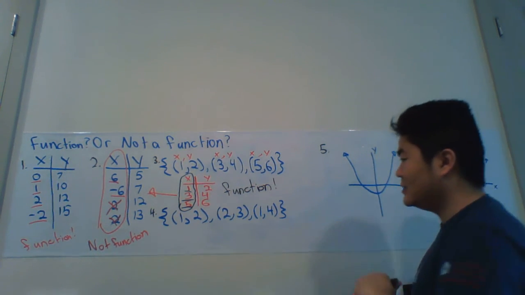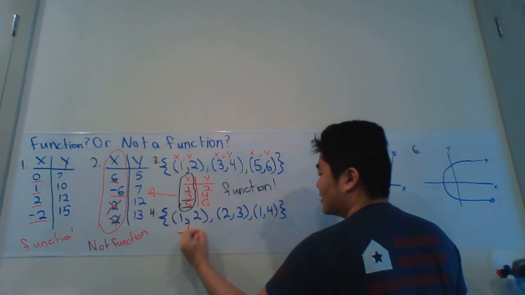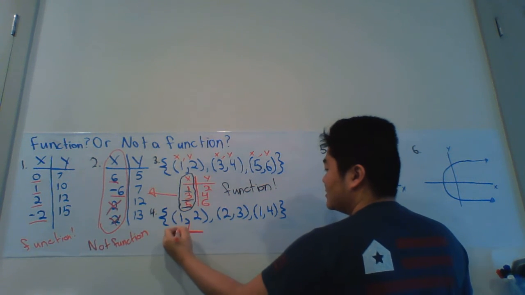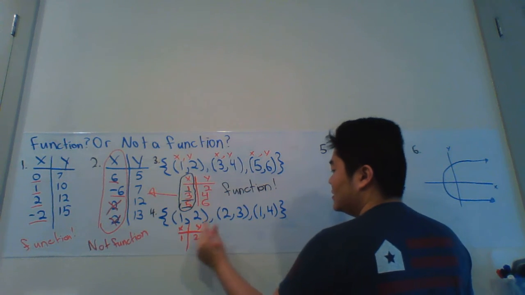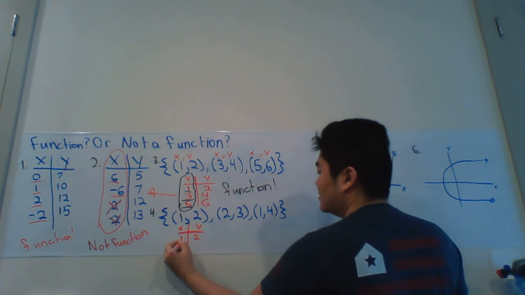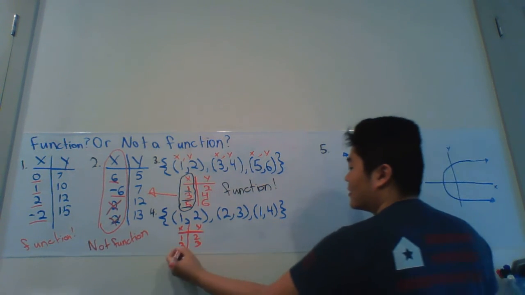I can go ahead and make my chart. It might be a little small, but that's fine. There's x, y. I've got 1, 2, then 2, 3, and then 1, 4.